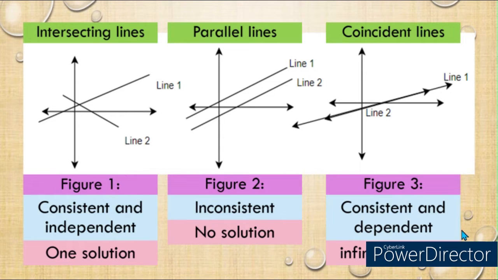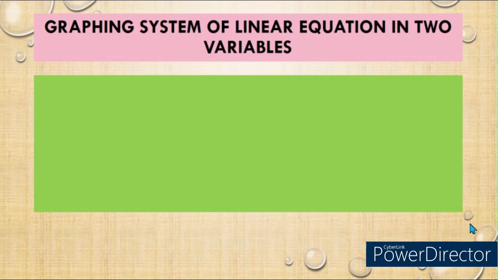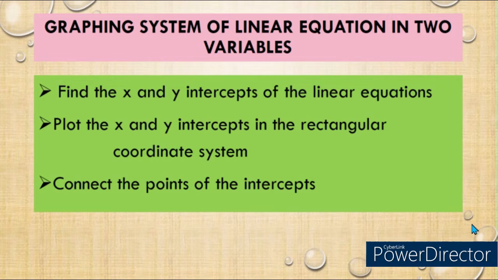Okay, so now let's proceed to graphing of linear equations in two variables. We have here 3 steps on how to graph a system of linear equations in two variables. First step is you need to find the value of x and the value of y of the linear equations. Step 2, plot the x and y intercepts in the rectangular coordinate system or the Cartesian plane. And lastly, you need to connect the points of the intercepts. So let's proceed to example number 1.